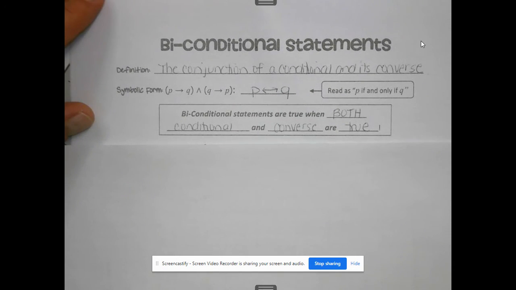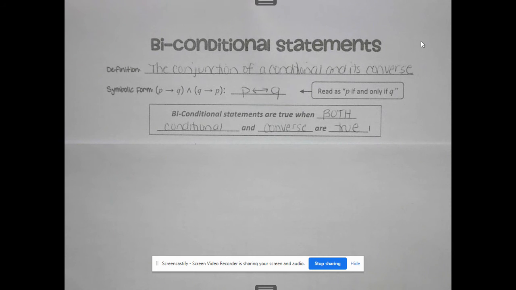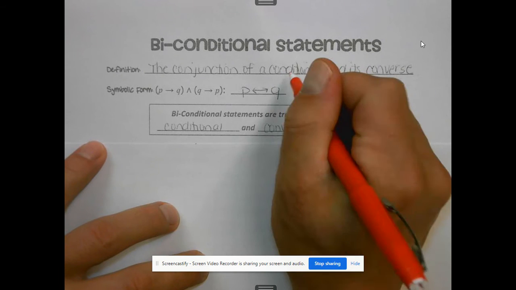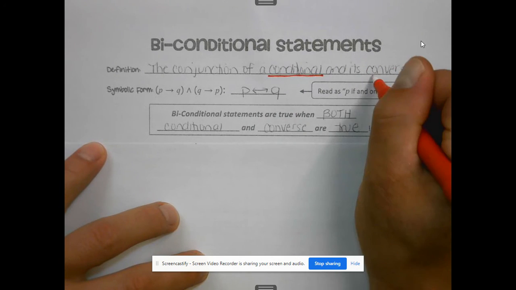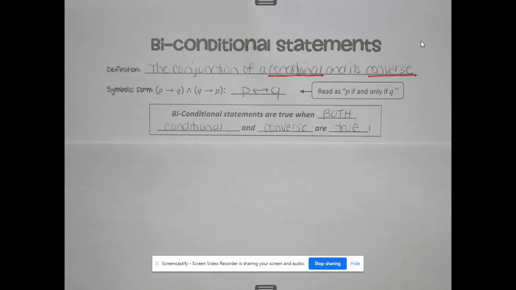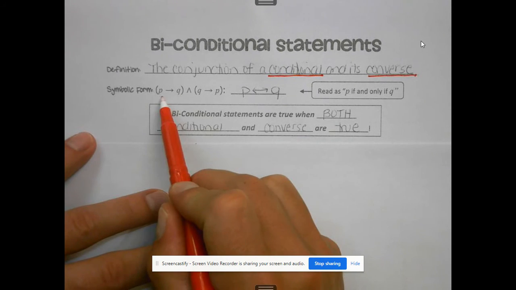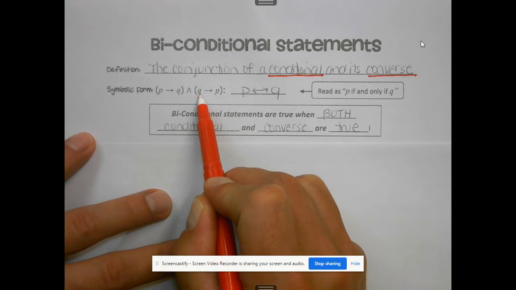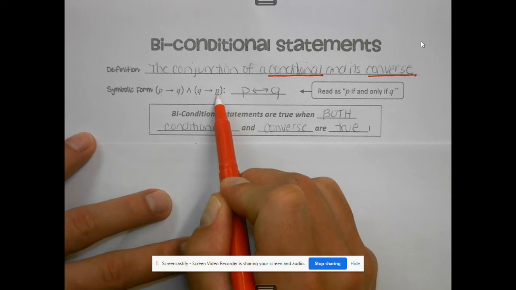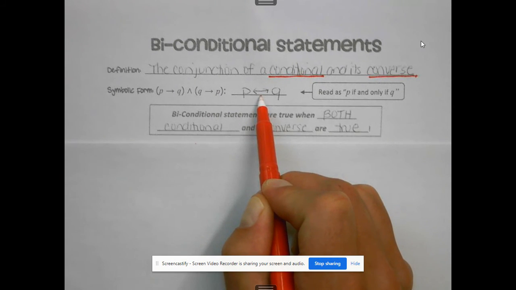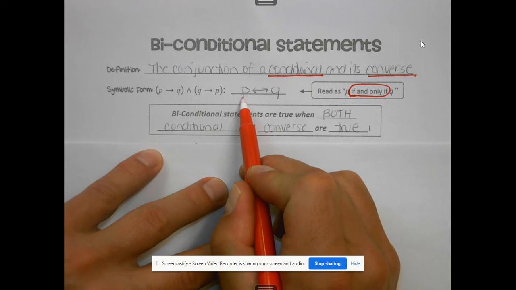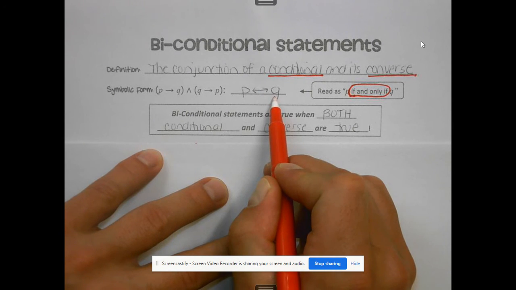All right. This page, these are called biconditional statements. So what is a biconditional statement? It is a conjunction of a conditional and its converse. Okay. In symbolic form, if P then Q, in conjunction with if Q, then P. This little arrow going both ways, guys, this is read as if and only if. P if and only if Q.